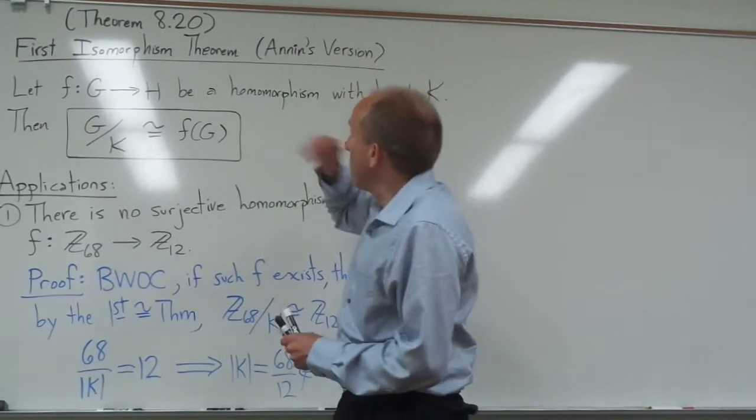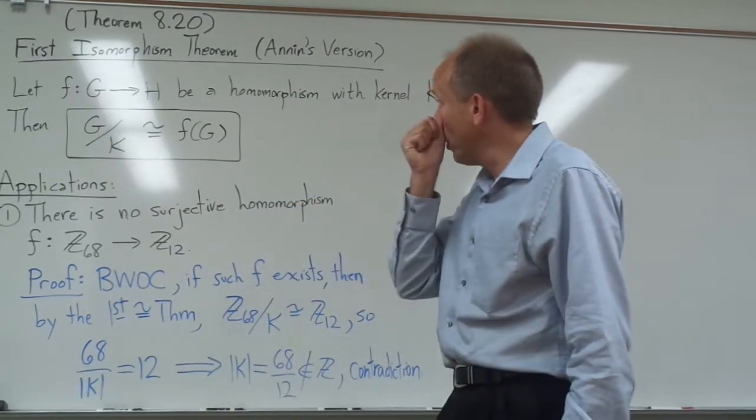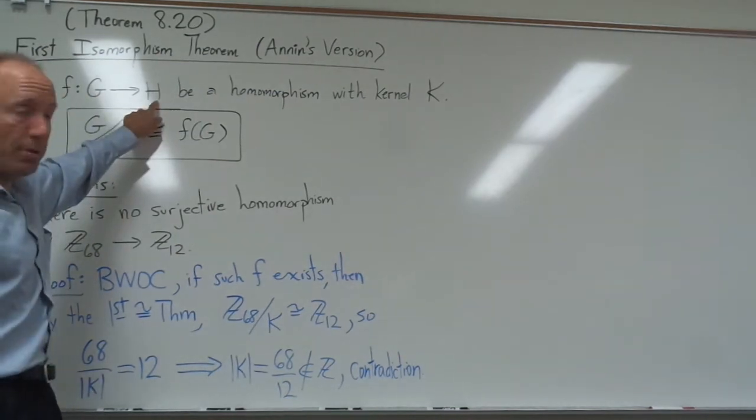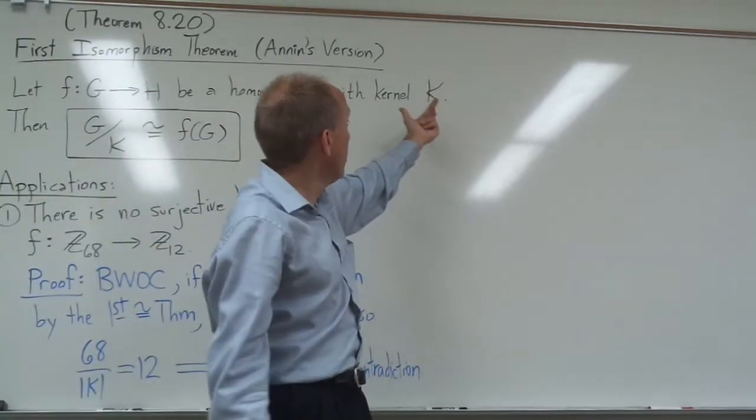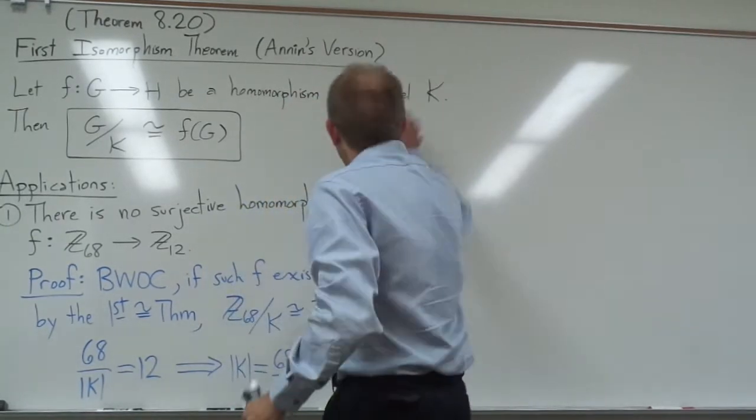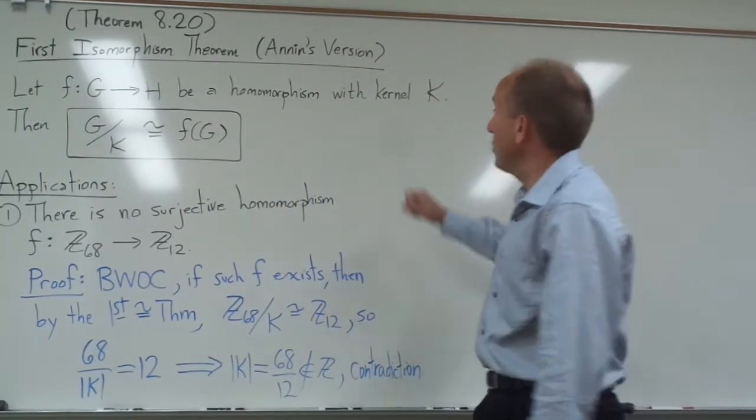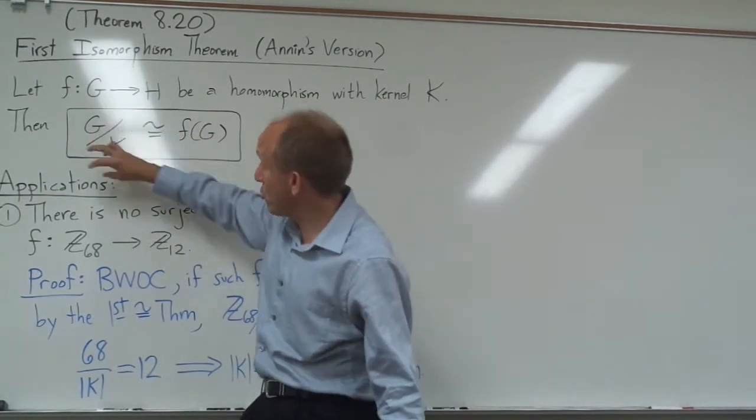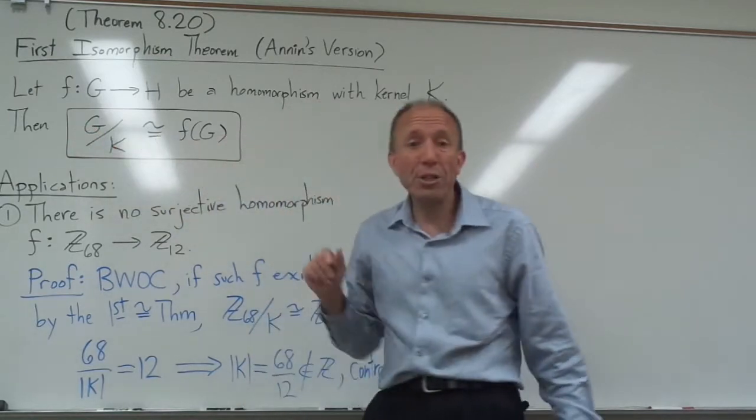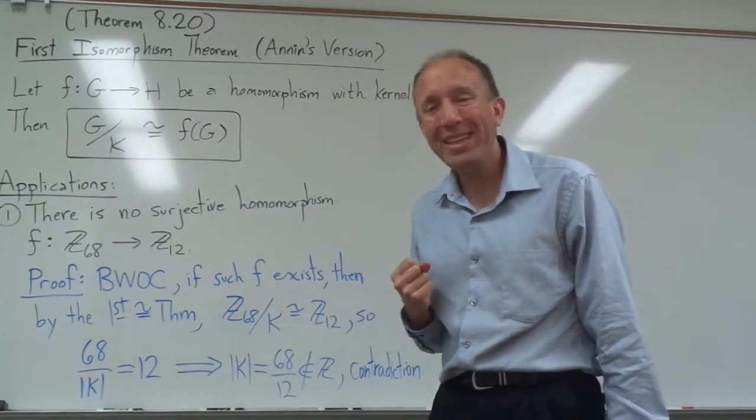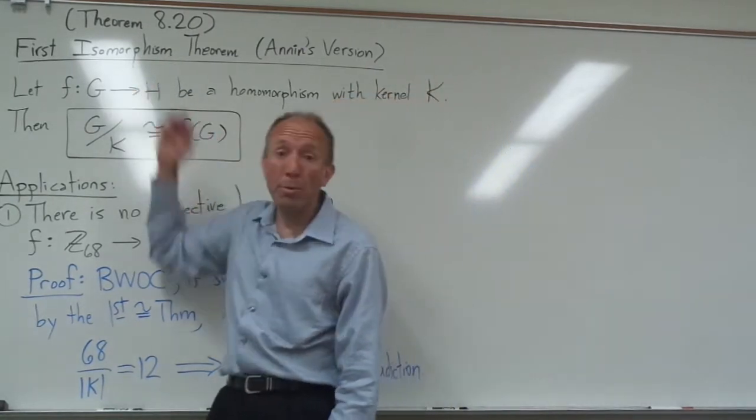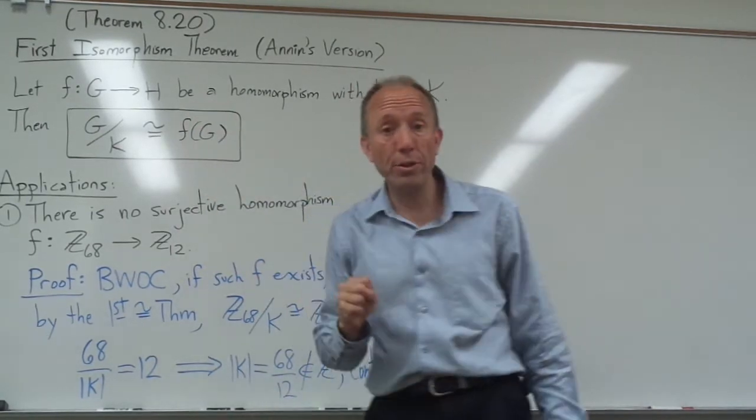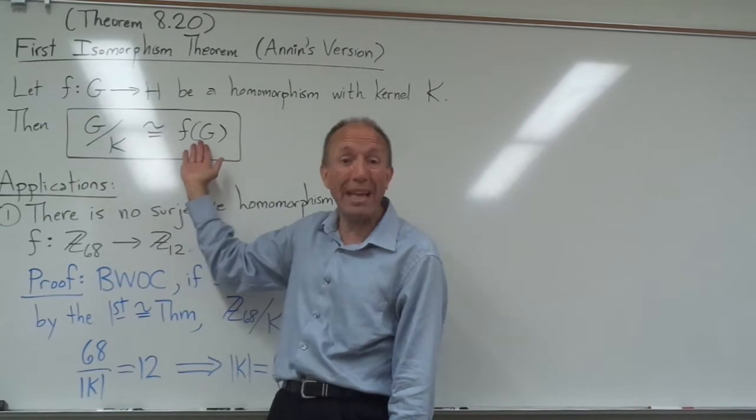I've stated my version of this theorem here on the board. You have to have a homomorphism from a group G to a group H. And let's just call the kernel of that homomorphism K. Just with that setup, you can really do this with any homomorphism: if you mod out by the kernel, form a quotient group, it will always be isomorphic to the image of the homomorphism. Okay? In particular, if the homomorphism is onto, then this image of the homomorphism, f of G, would just be H, right?